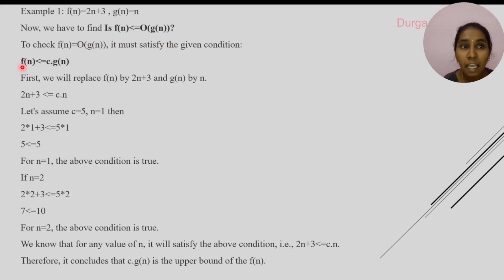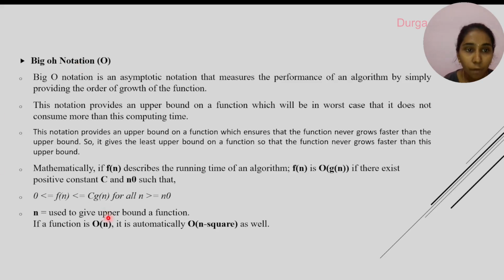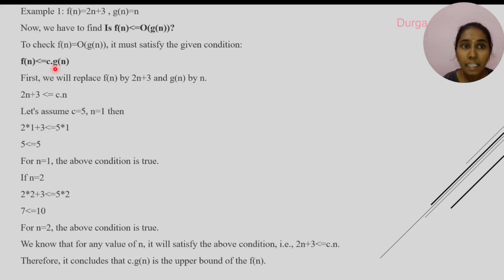What is that condition? f of n less than or equal to c dot g of n. So this is the condition, right? By using this diagram, we can conclude this. Yes, f of n is less than or equal to c dot g of n, where c is a constant. First we replace f of n by its value, 2n plus 3, which should be less than or equal to c dot n, where g of n is n.